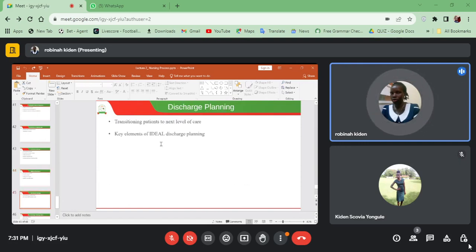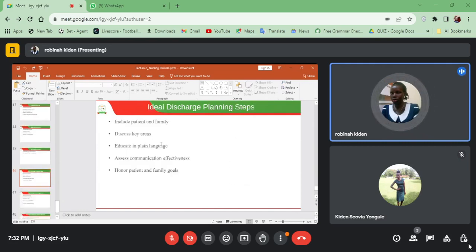Then discharge planning, transitioning patients to the next level of care. Key elements of ideal discharge planning include the following. Include the patient and the family in your plan. Discuss the key areas that you really want to emphasize. For instance, if a patient has had a stroke and is going to be discharged home, the position needs to be changed, the patient needs to be turned every now and then. You have to focus on it because it is the point of focus.